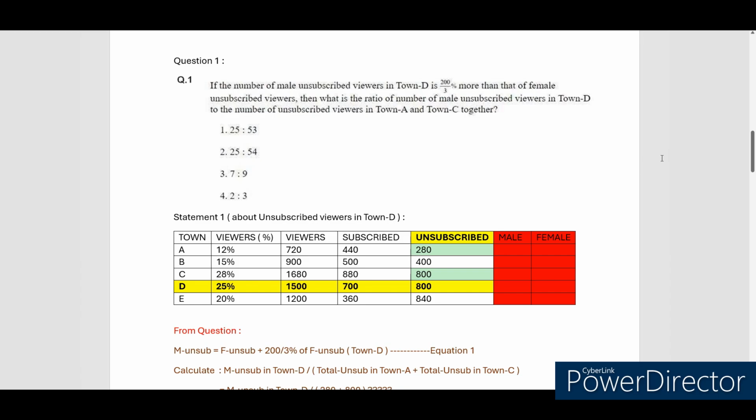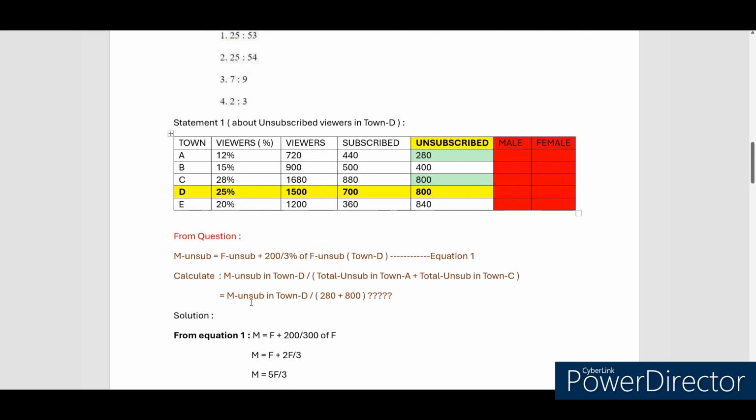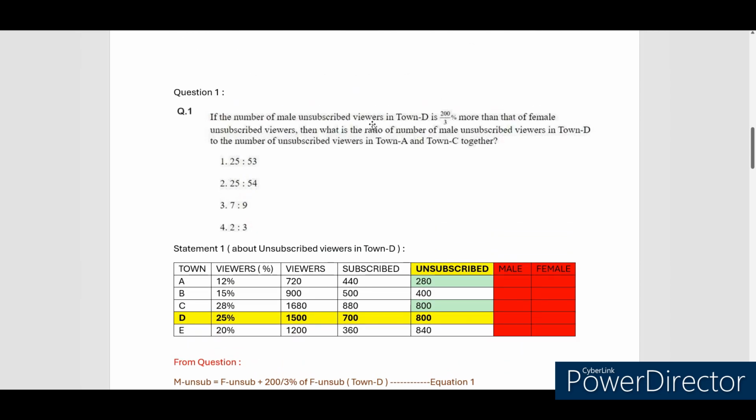In the first question, they are saying the number of male unsubscribed viewers in town D is 200/3% more than that of female unsubscribed viewers in town D. What does it mean? From the question, the first statement could be: male unsubscribed is equal to female unsubscribed plus 200/3% of female unsubscribed, because that was given directly in the first statement.